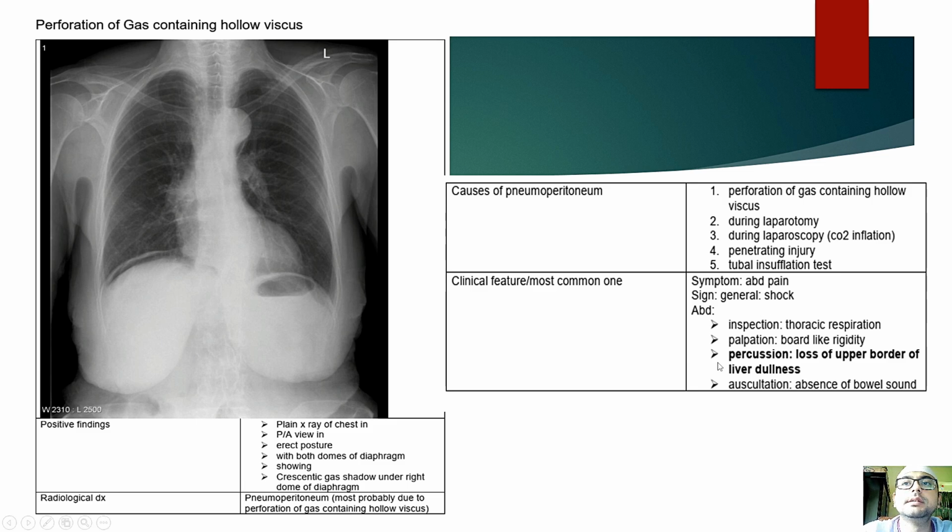On auscultation, bowel sounds will be absent because there is gas in the peritoneum. That's why we cannot hear bowel sounds, because air has very low sound conductivity. The highest conductivity is in water. Sound can pass through water and be heard well, but in the case of air, it is diminished.